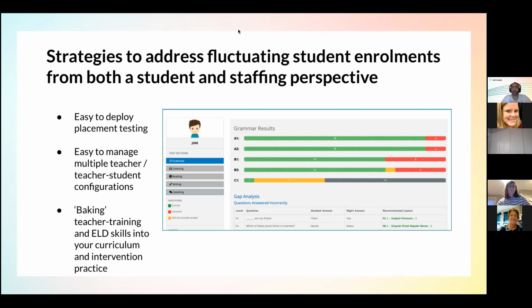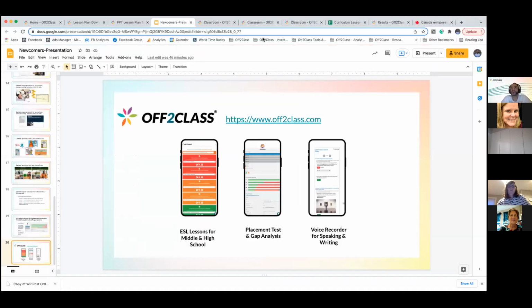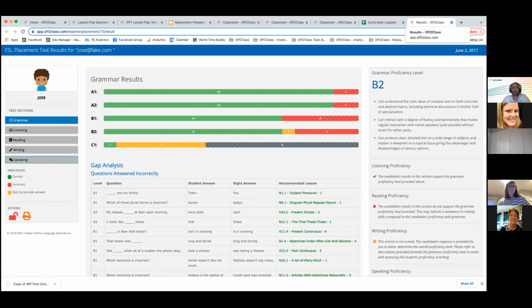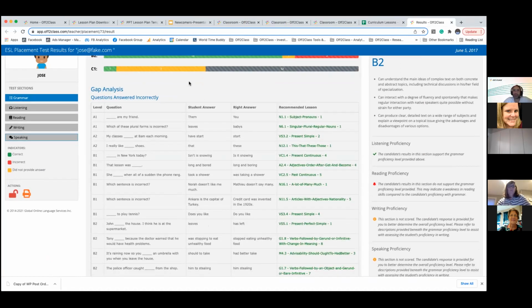On Off to Class, the one I mentioned, there is a placement test, and this is an example of the results on the placement test. And this is a grammar proficiency level, but most importantly, after I assign this to a student, I might not know much about this student. This may be the student's first day in my classroom, but if I'm able to have the student sit this test, we produce something called the gap analysis, where we're able to outline different technical areas of our lesson library, different interventions that are linked to errors the student made on the placement test. So it can create a fantastic starting point for working with the student.